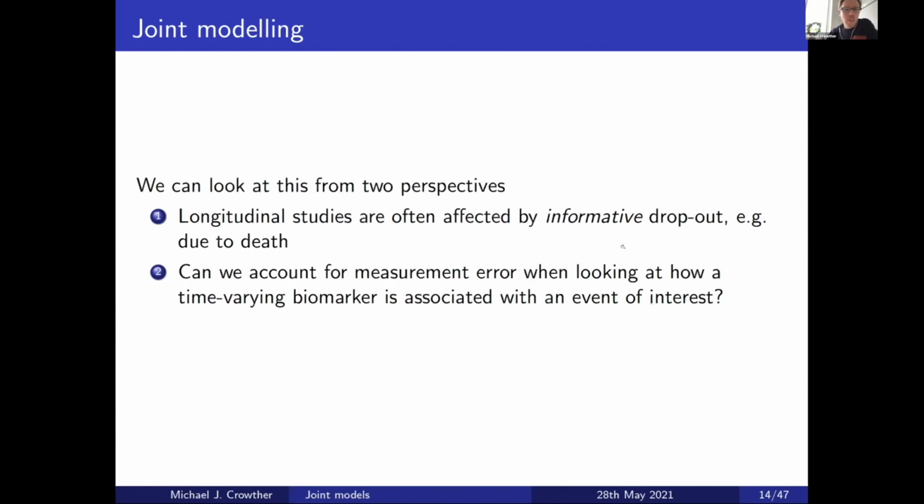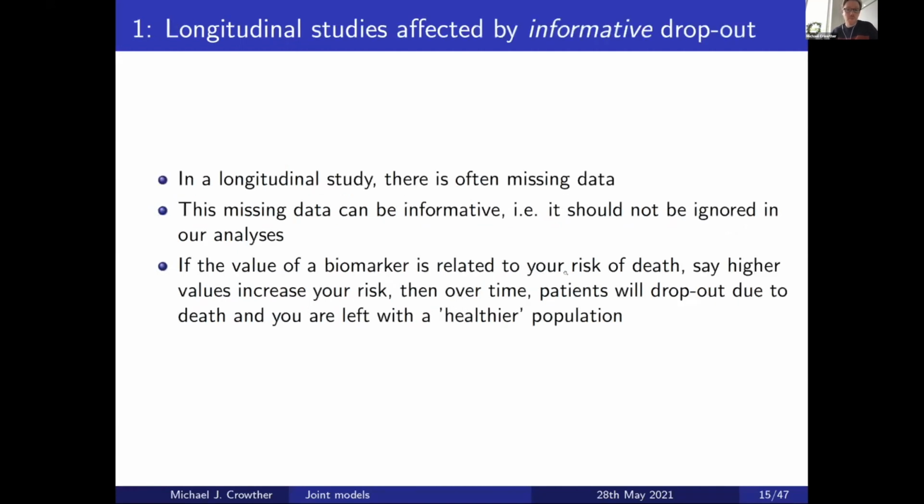Okay, so we can look at this from 2 perspectives. Longitudinal studies are often affected by informative dropout, i.e. due to death. Or again, flip it around, can we account for measurement error when looking at how a time-varying biomarker is associated with an event of interest? So let's take a look at the first approach. In a longitudinal study, often missing data can be intermittent, could be potentially ignorable, and of course it could be informative. In other words, it should not be ignored in our analyses.